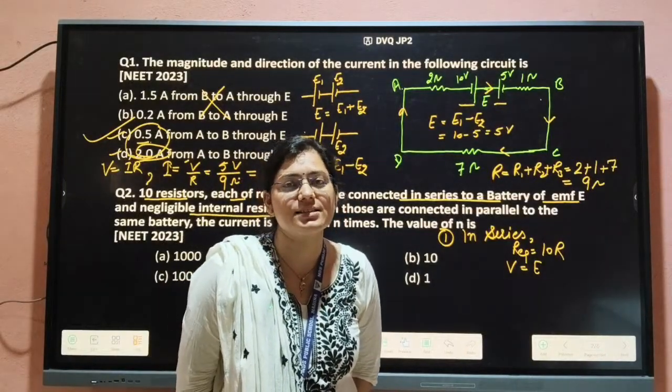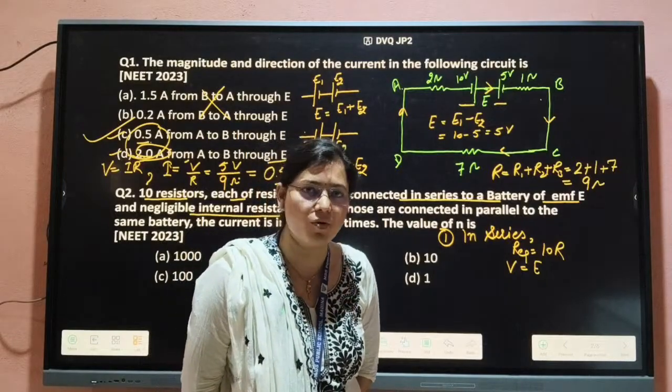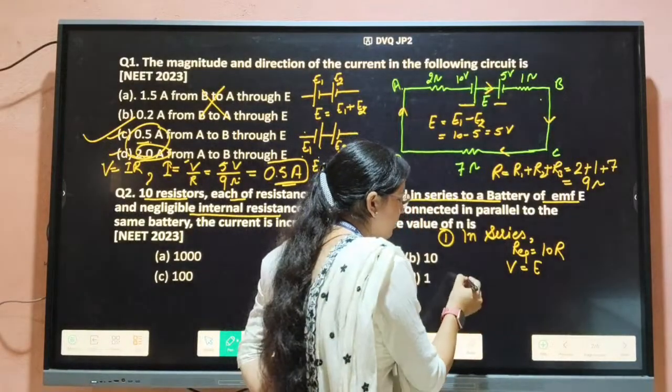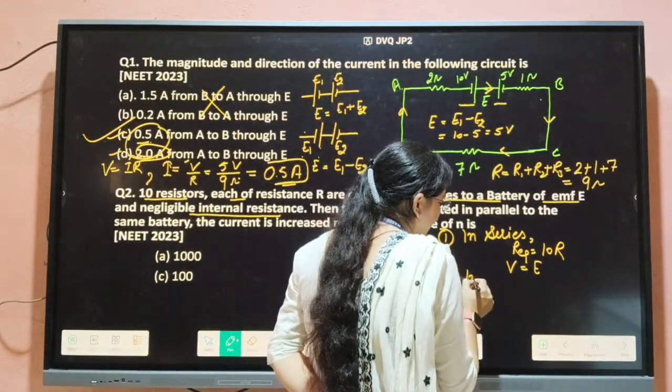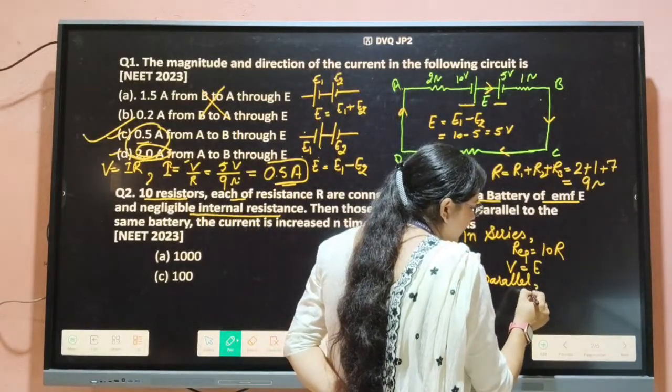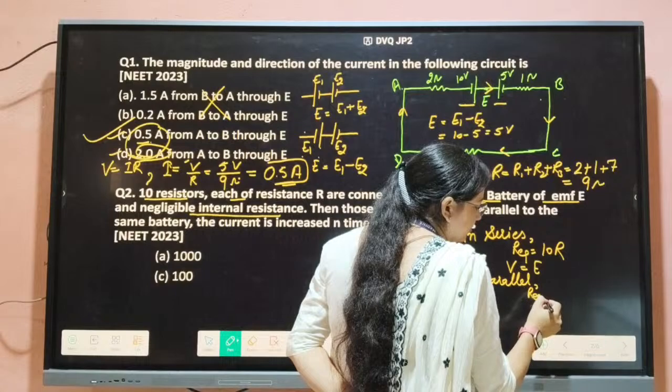If less resistance will be there, then current will be more. So here we can write the E given in the question. Now in parallel, the second way, in parallel given, we can write the equivalent resistance.